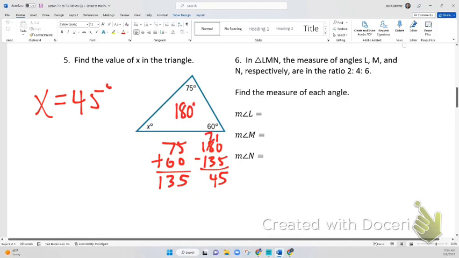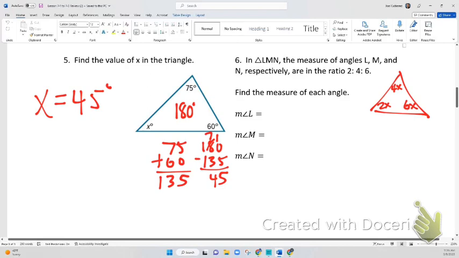Okay. Number 6, this might be a tough one for some of you. Again, last week we told you guys that we were going to give you a ratio. The ratio is 2 to 4 to 6. So essentially, you have a triangle. One of the angles is 2x, the other one is 4x, the other one is 6x.